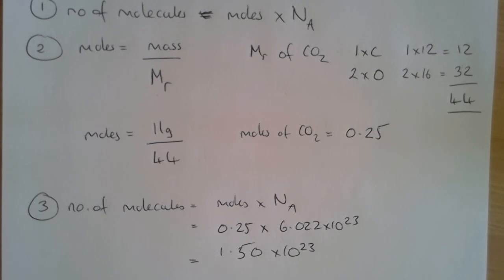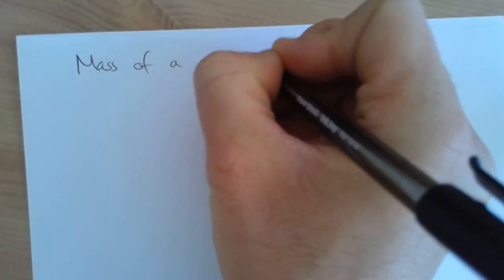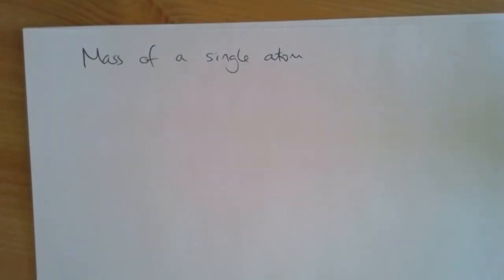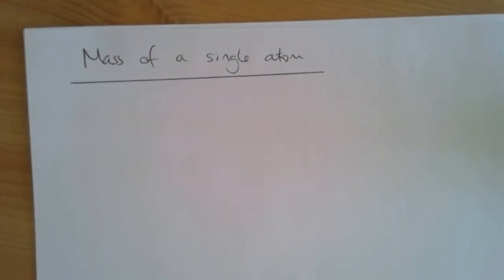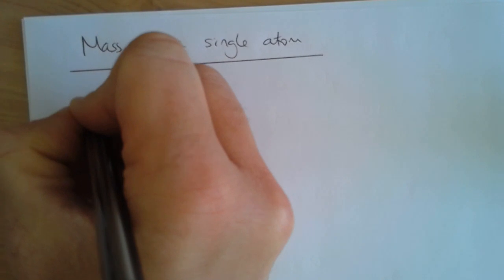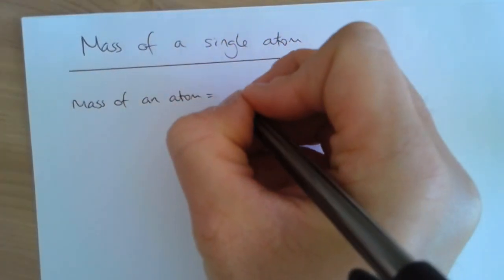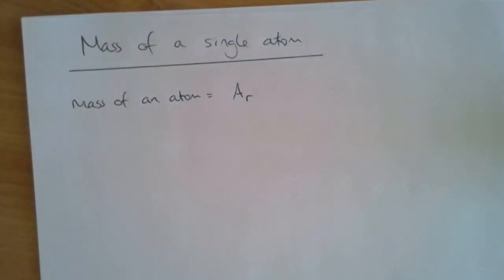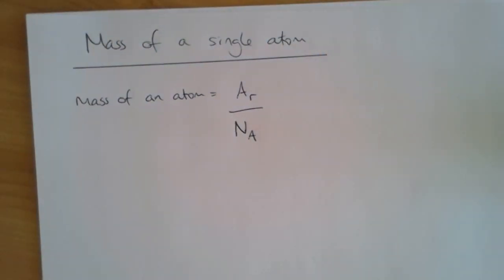The thing we're going to look at now is how we use the Avogadro constant to calculate the mass of a single atom. So the mass of a single atom. Now remember that atoms are very, very small. We're expecting these to have a very, very small mass. The equation we need here is mass of an atom is equal to AR, which is the relative atomic mass, divided by Na, which is our Avogadro constant.